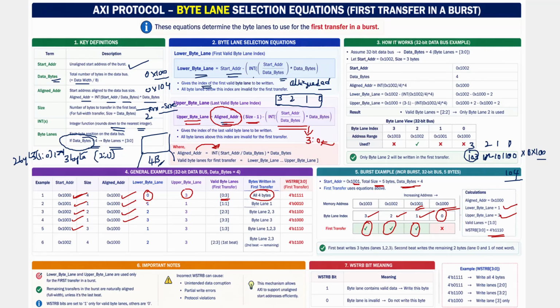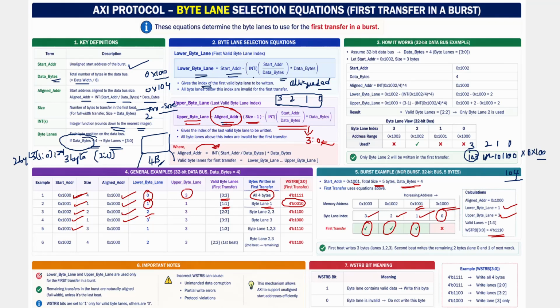And then for 1001 we are starting with 1 here. So what are the valid byte lanes here? For 1001, the lower byte lane is 1 and the upper byte lane is 3, so 1 to 3. Then here I have only the byte lane 1 value valid, that means the remaining values I am considering as 0.